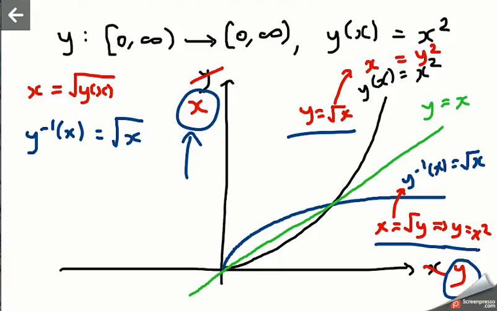And there's nothing special about the function y of x equals x squared in this case. This works for any function that has an inverse, any invertible function, which means it has to be one-to-one. So for any invertible function that has an inverse, when you draw its graph, the graph of its inverse is going to be a reflection about the line y equals x. So that is a pretty important detail.